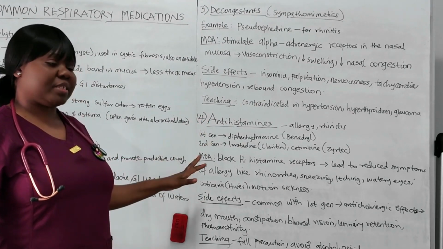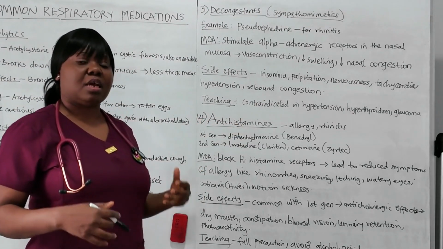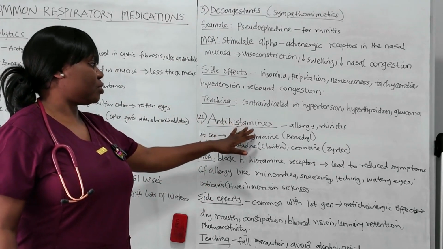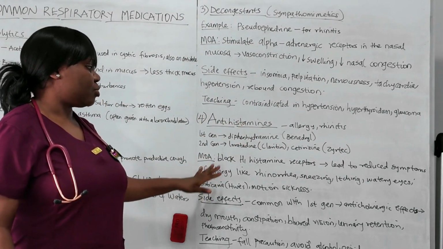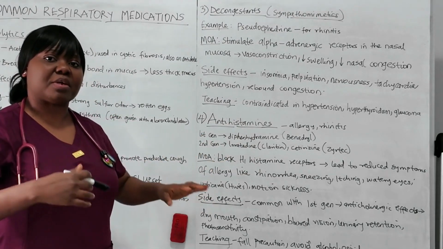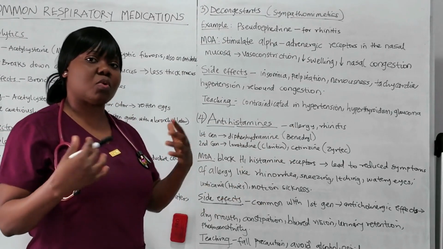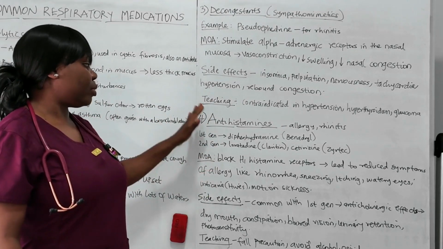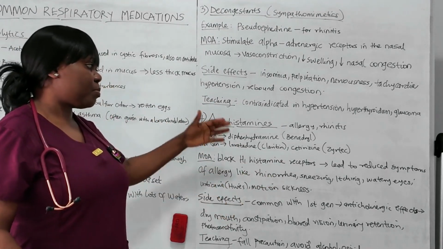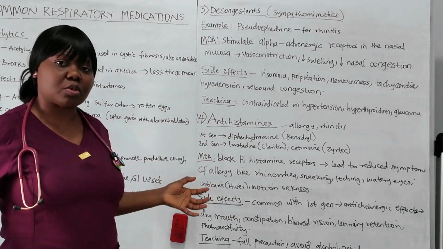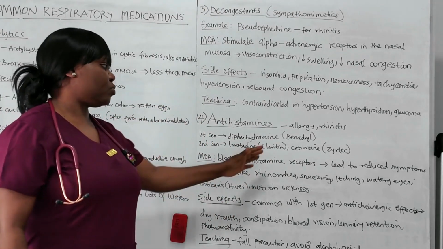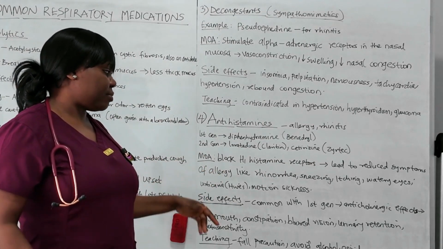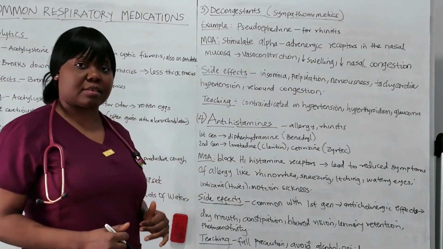The fourth class of medication is antihistamines. Antihistamines are for allergy, for rhinitis also, because the activity of histamine in most cases is to cause anything that has to do with allergy, like rhinorrhea, sneezing, itchiness, watery eyes. So the essence of antihistamines, being against histamine, is to block histamine H1 receptors, stopping it from causing all those symptoms of allergy. So in essence, it will lead to reduced symptoms of allergy. It's also used in urticaria, which is hives, and motion sickness.